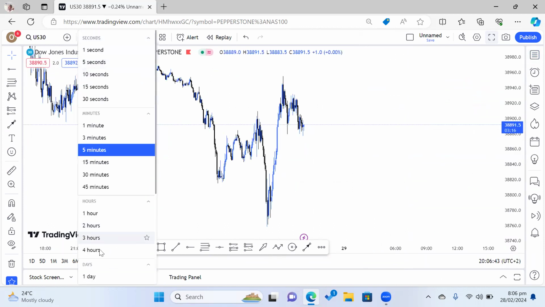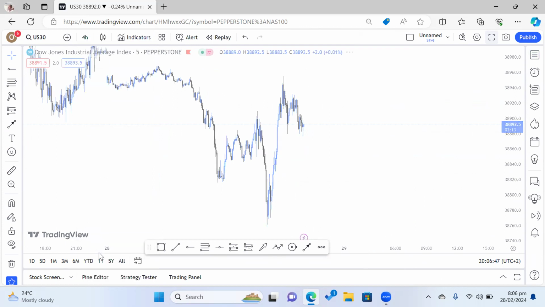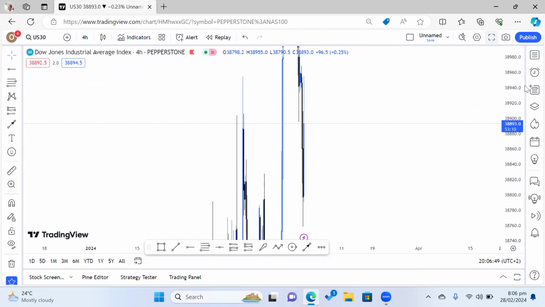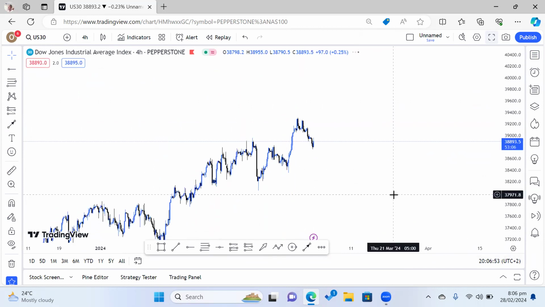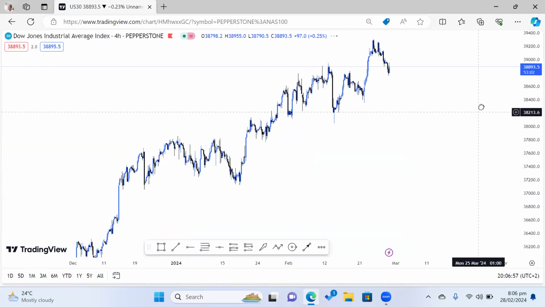US30 has been very choppy for some time. So we are at the 4 hour time frame. We're just going to see what's happening, right? We're going to see what the market is doing, and then we're going to tap into what's happening. So let me just give this full screen, and then we can see what the market is doing.